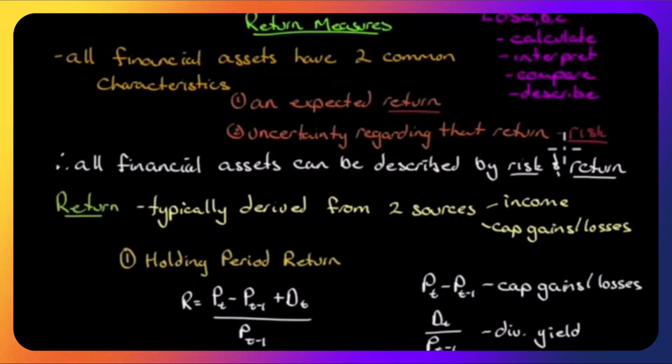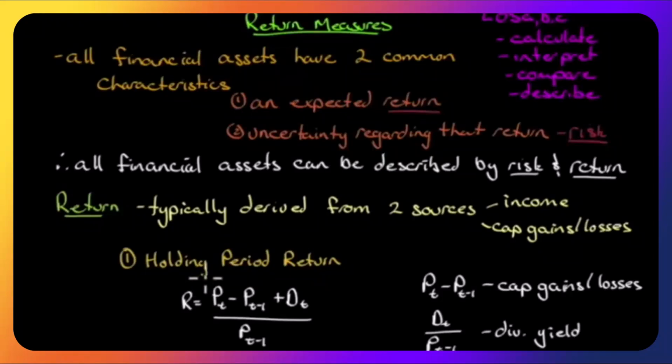So all financial assets can be described by risk and return. So let's deal with return, measures of return, before we get to measures of risk. Return typically is derived from two different sources: from income, whether in the form of dividends or interest, or from capital gains, and let's face it, we're not always right, capital losses as well. So the different types of return measures we can have.